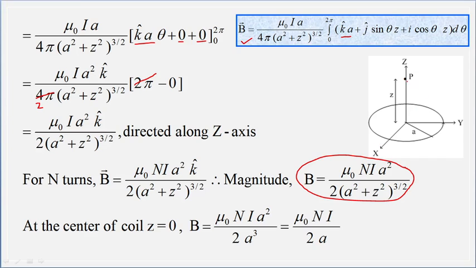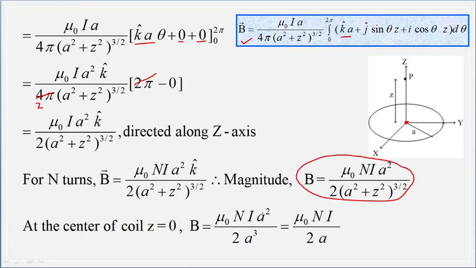Then suppose you take this point here. The point is at distance Z. If you take it at the center, Z will be 0. If you take this point closer and closer to the center, Z will become 0. So if you put Z equal to 0, you will get the magnetic field at the center. When you put Z equal to 0, the denominator becomes A square raised to 3 by 2, that is A cube. So it becomes mu naught n I A square divided by 2A cube.